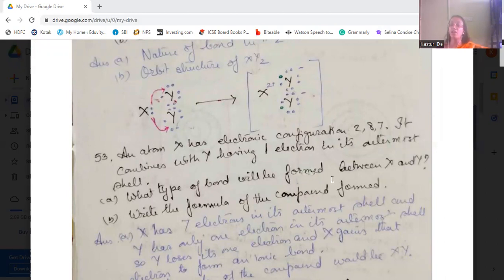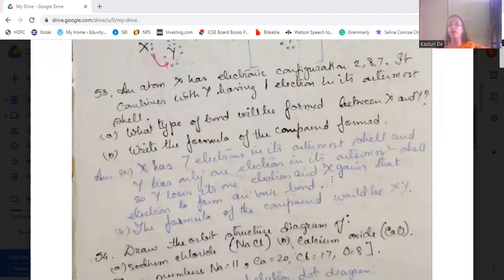Now, X has 7 electrons on its outermost shell, and Y has only 1 electron on its outermost shell. So Y loses 1 electron and X gains 1 electron. So that will form an ionic bond, because one is gaining, another is losing. And the formula will not be XY, but it will be YX.